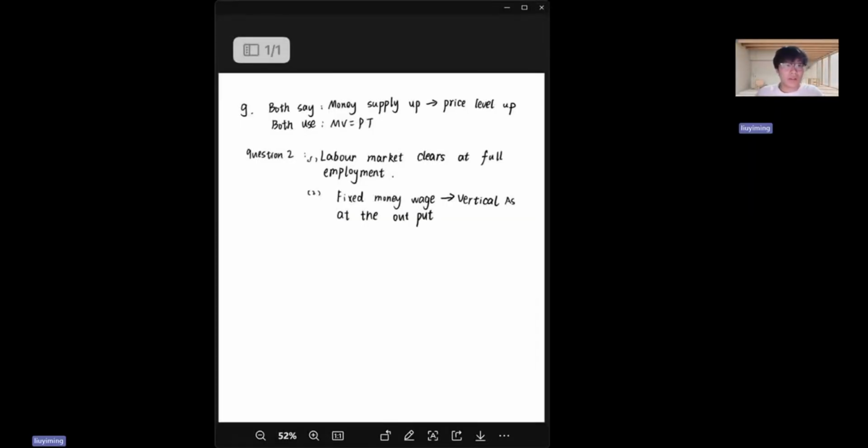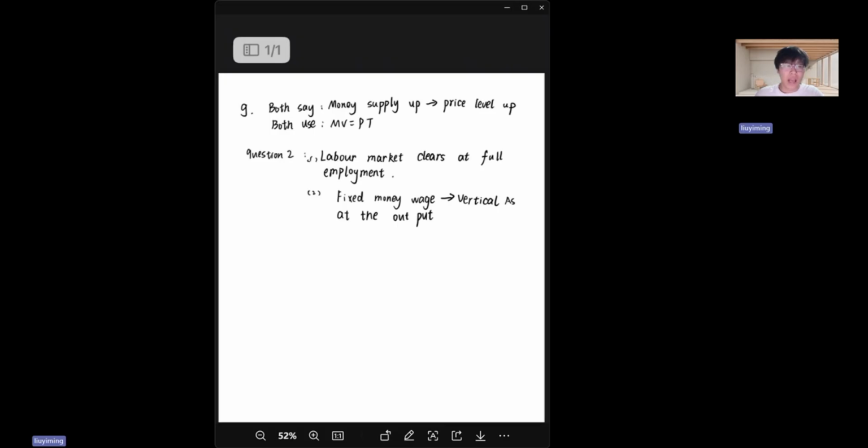About question 1, I said money supply up, price level up, because both theories agree more money means higher prices. I noticed both use MV equals PT, because this equation is the shared tool for both. They just use it differently.